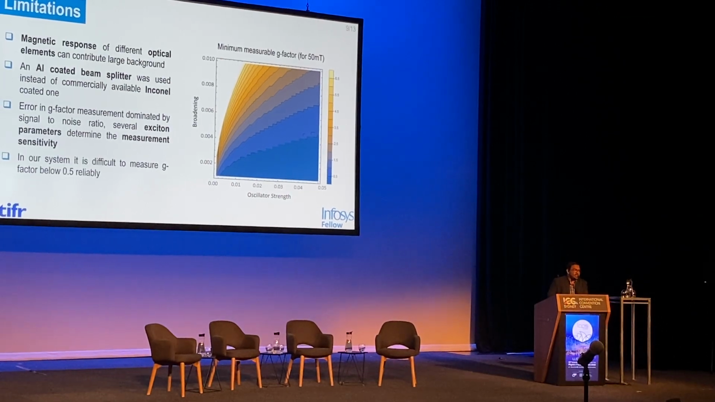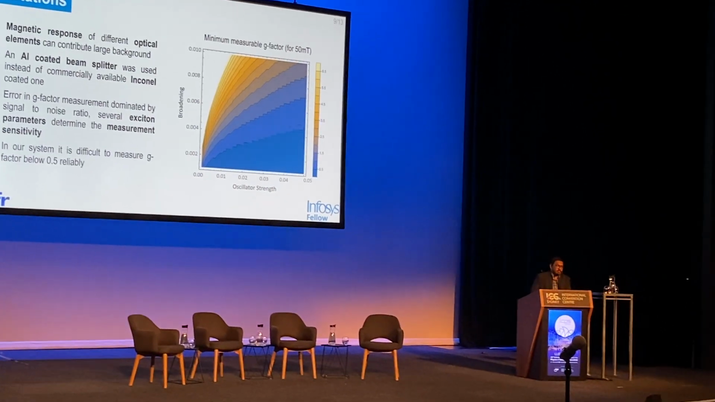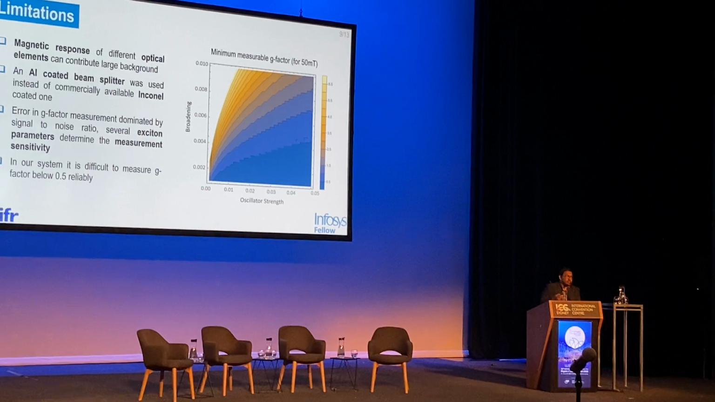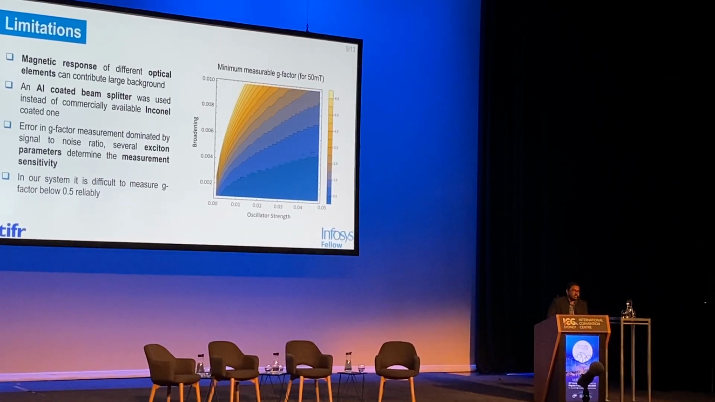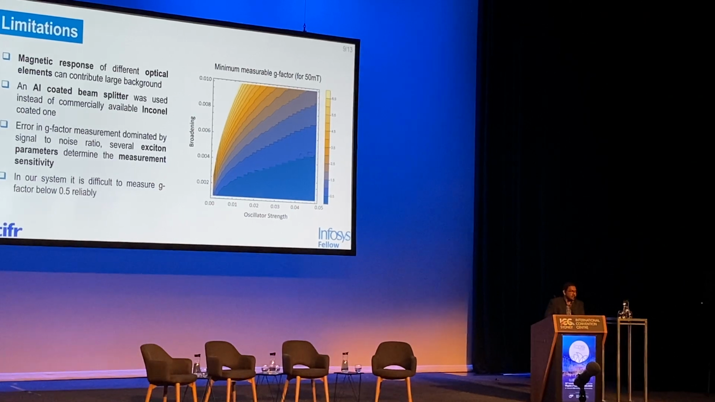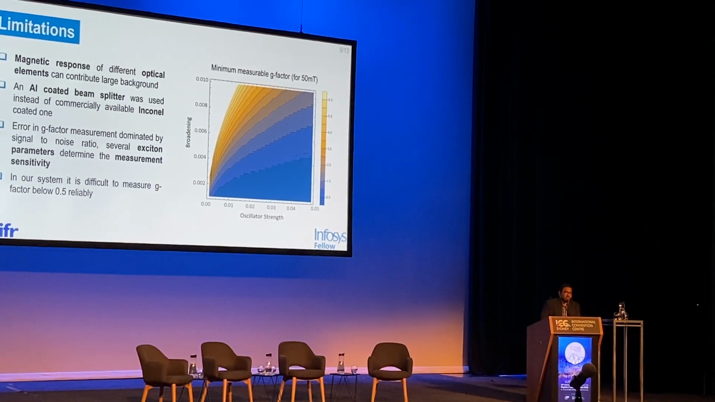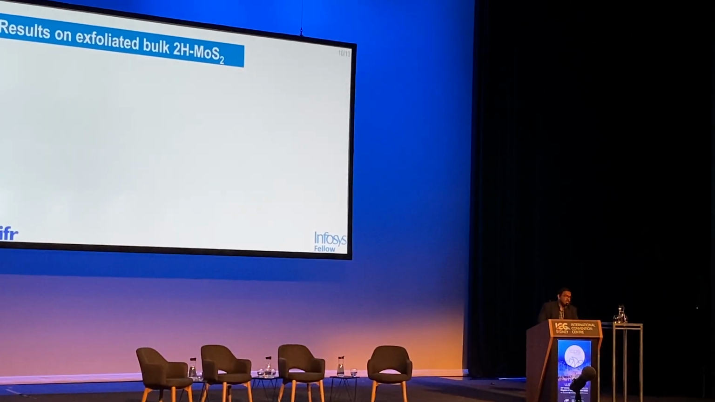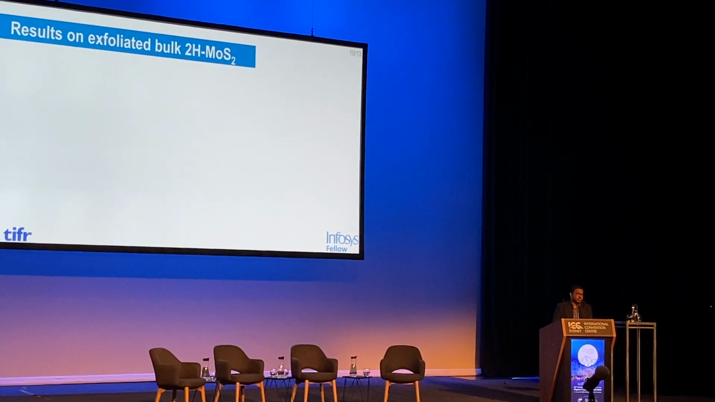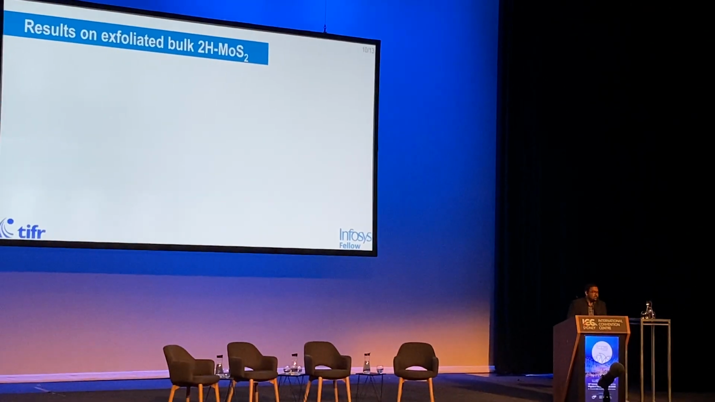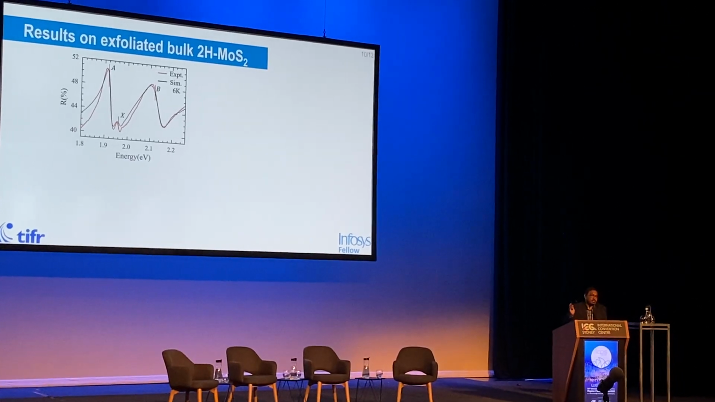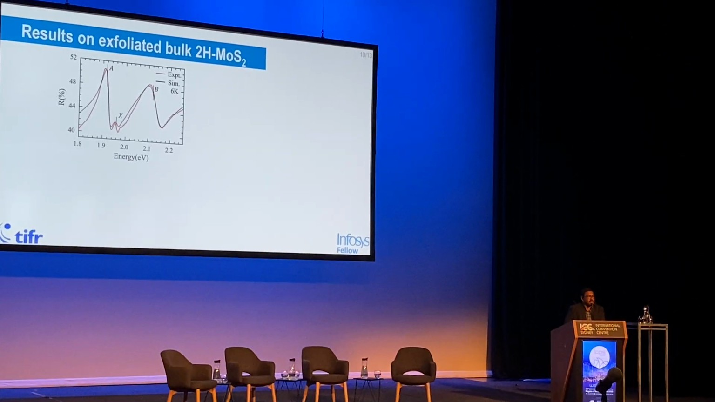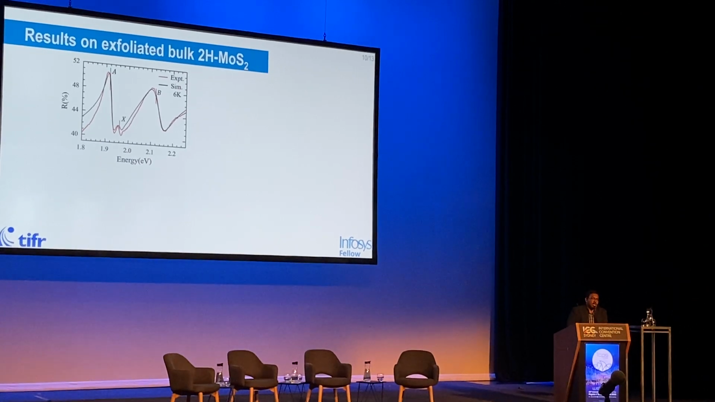So we can say in our system, in the case of quantum well, we cannot reliably measure G factor below 0.5, but above 0.5 we can measure. With that, we applied this same spectroscopic measurement on exfoliated bulk 2H-MoS2. And here you see again the red curve is the experimentally measured ARC spectrum.